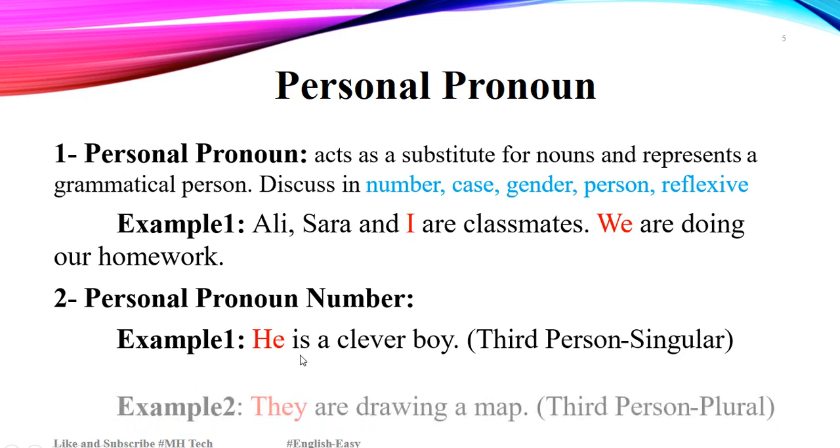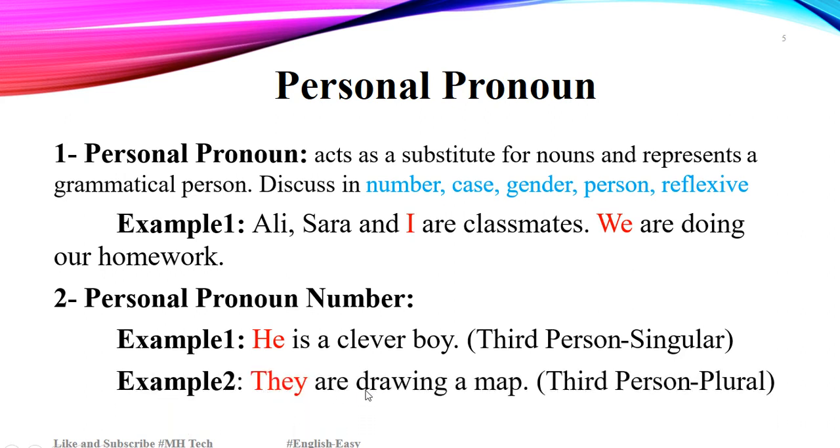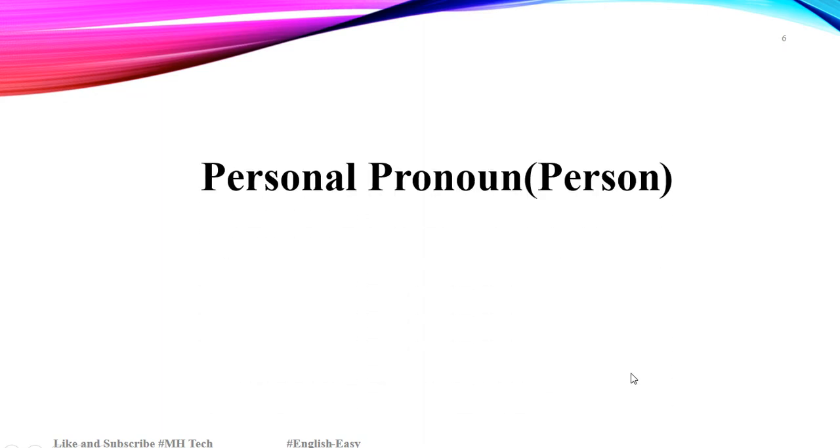So we have example 2 here: They are drawing a map. Here they is third person but plural. They is plural and he is singular. All of this is called the third person. According to person, it's third person. It shows the third person, where he is the singular and they is the plural form. So go to the next part.